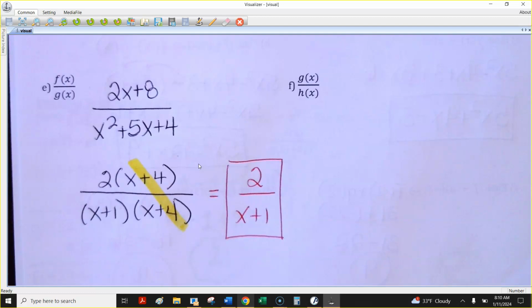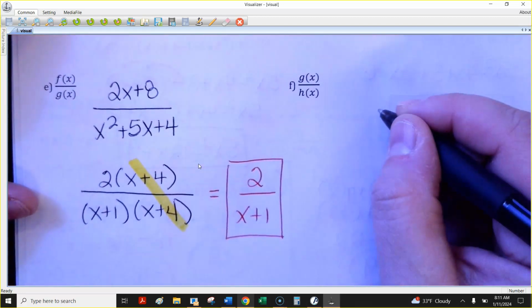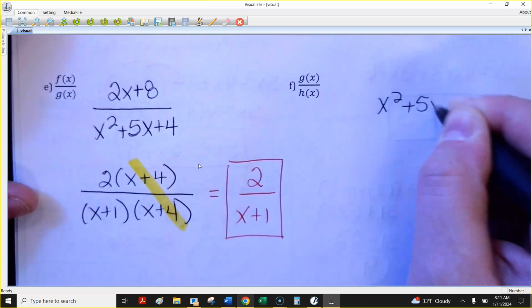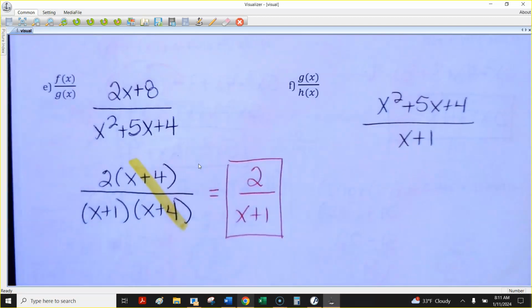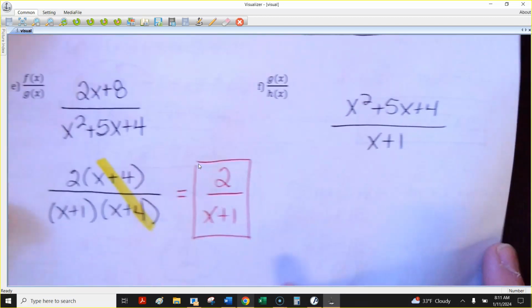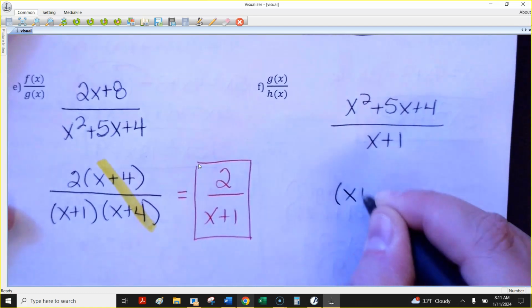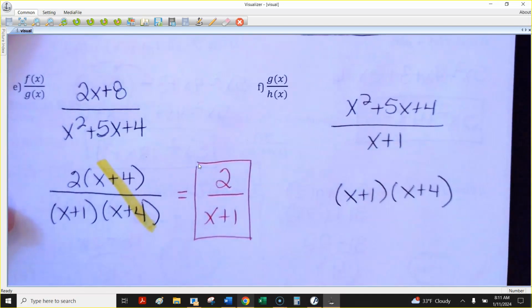Okay, so similar question, but two different functions. So g of x was what? The quadratic. So the x squared plus 5x plus 4. H of x was x plus 1. Okay, I can't really factor anything on the bottom. It's just x plus 1. But on the top, we factored that in the last question, so I'm just going to copy that. We had x plus 1 times x plus 4 was the factored form.